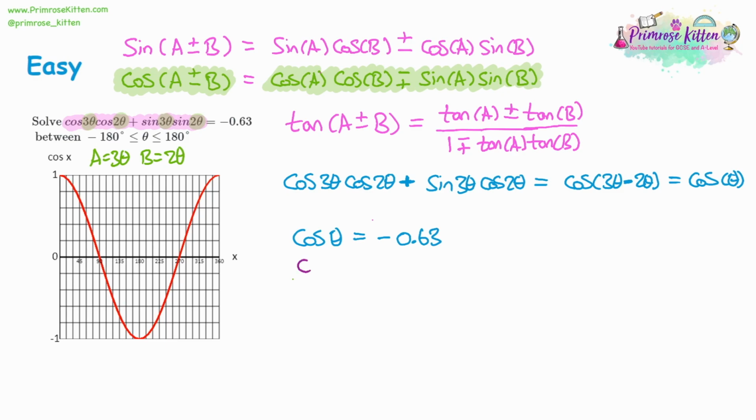All we need to do now is inverse cos to both sides, and that will give us theta is equal to the inverse cos of negative 0.63, which gives 129.1 to 1 decimal place. I'm not bothering with 3 decimal places here because we're already at theta, so we don't need to make any adjustments to that.